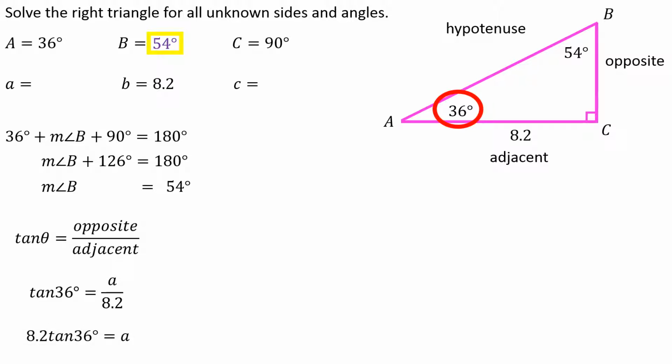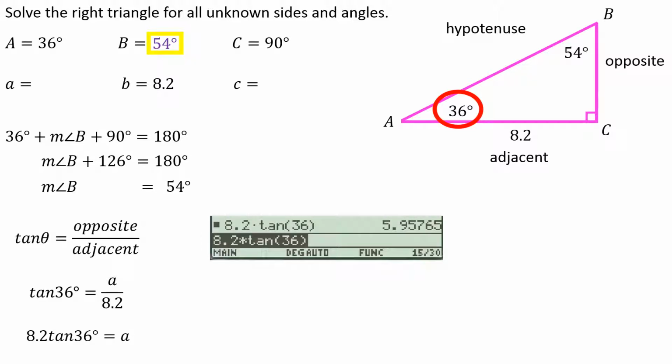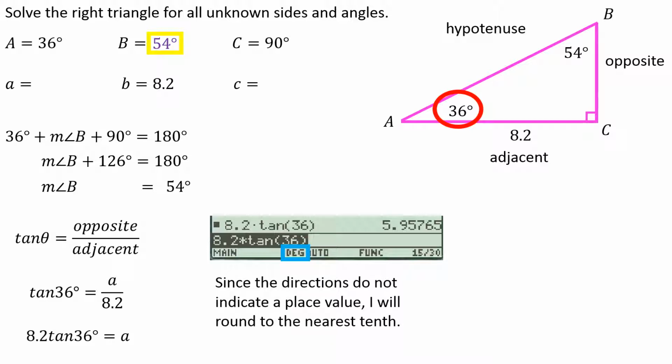I can grab a calculator and figure out what is 8.2 times the tangent of 36 degrees. Make sure my calculator is set for degrees, of course. The directions on the slide do not indicate where I should round off, and so I will just round off to the nearest tenth. I can add that to my picture. I can add that to my list of pieces. So I now have 5 of the 6 pieces of the triangle known.